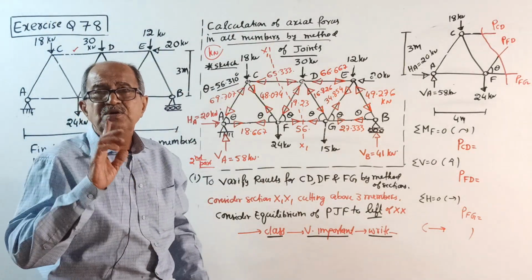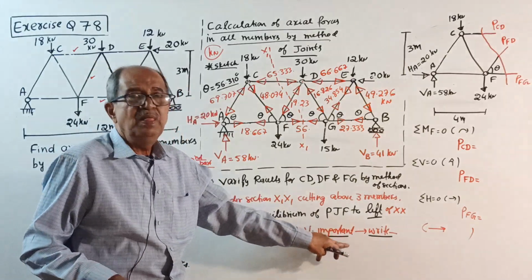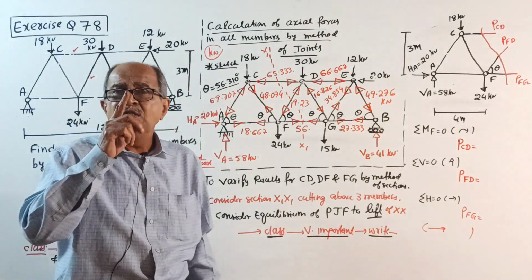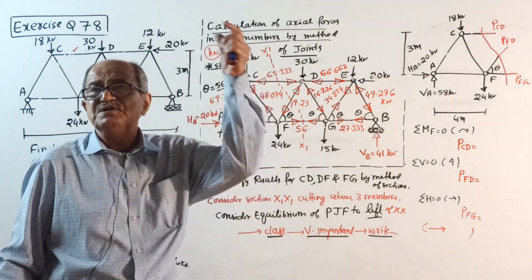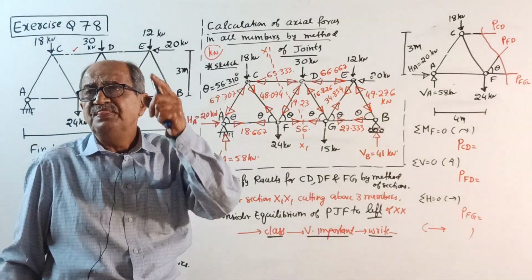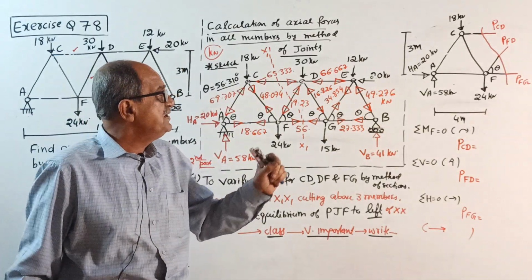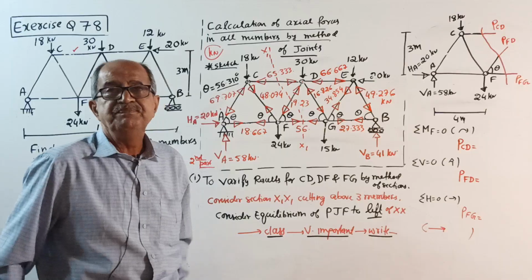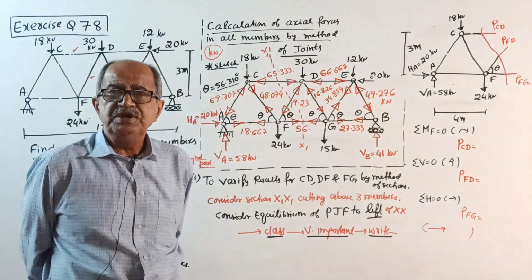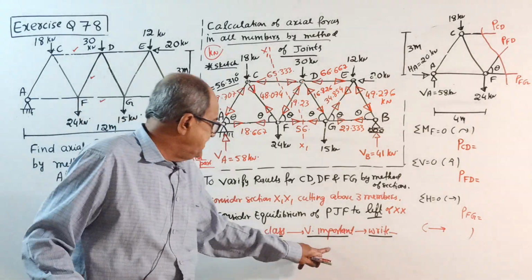So make a note. What I am going to tell now is valid for all the questions in future where the question is first solved by method of joints, then verify the results for some particular members by method of sections. What I am telling is, if the question is, see, I am dictating something.